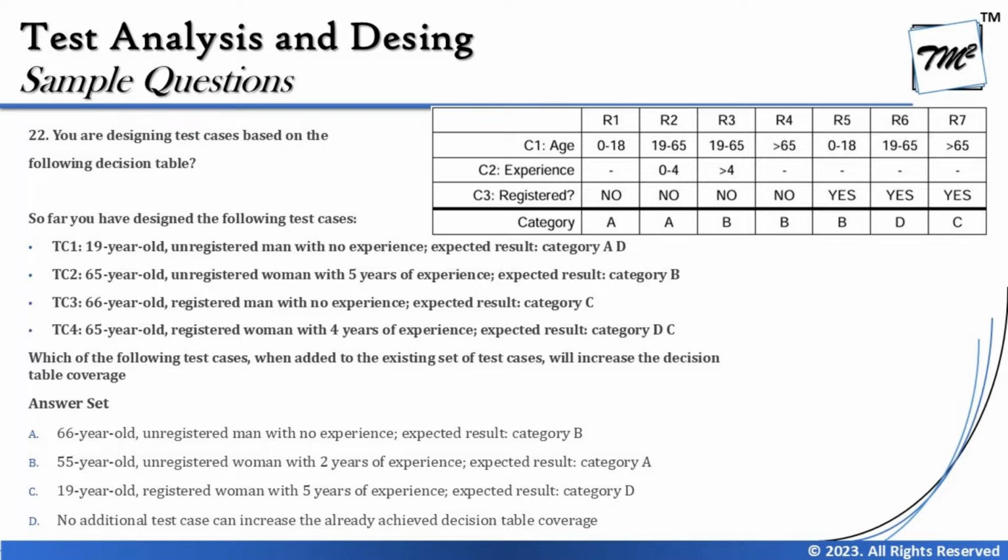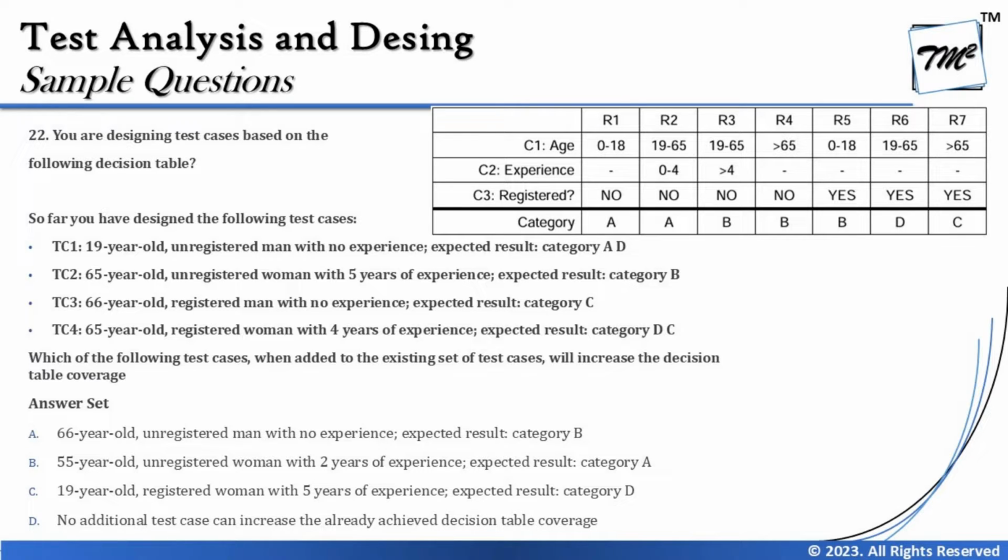Once again, test case 2 is a 65-year-old. I see it is there in R3 as well as R6, and then unregistered woman. Unregistered is basically a part of R3, and that gets covered easily there. And with 5 years of experience, I see R3 is also saying greater than 4, right? And the expected result should be category B, which is absolutely right.